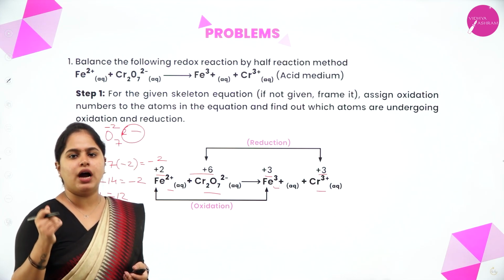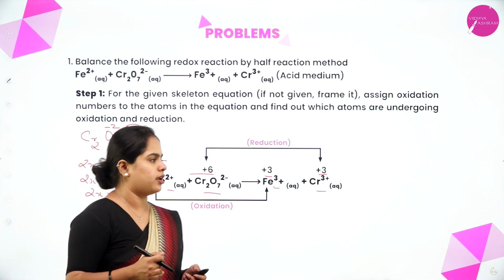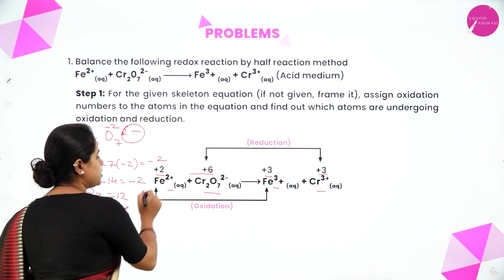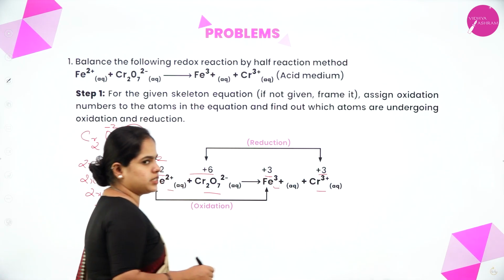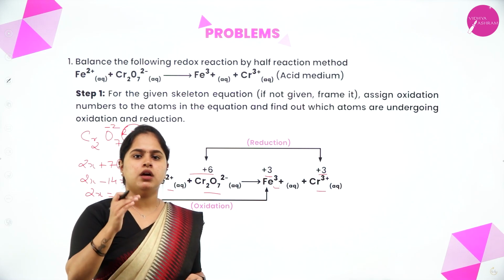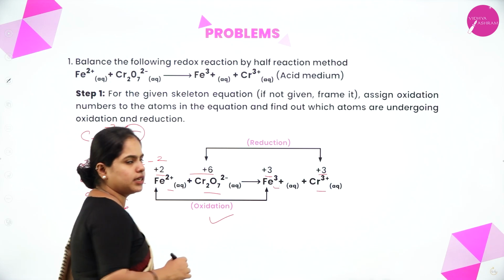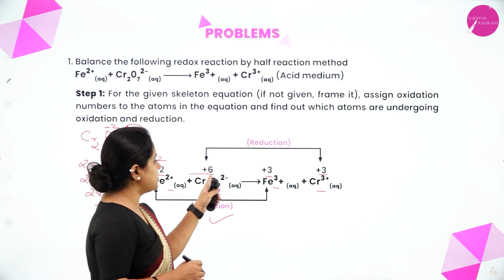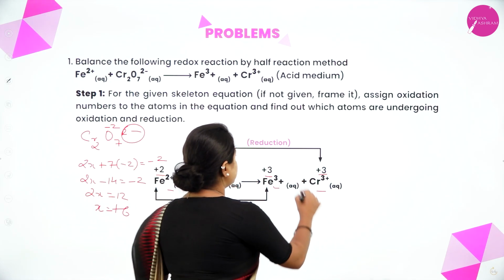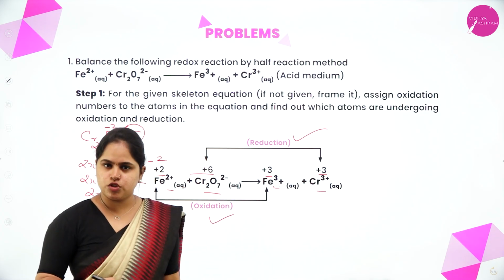Now the next step is to identify which is undergoing oxidation and reduction. So iron from plus 2 state has increased to plus 3 state. The oxidation number has increased from plus 2 to plus 3. Oxidation number increasing means it is oxidation, right? Now for chromium, from plus 6 it has reduced to plus 3, so it is undergoing reduction. So step 2 is also done, right?